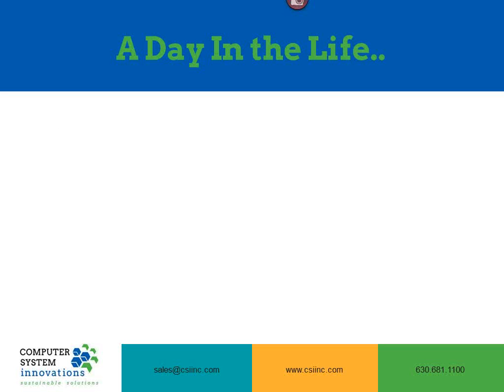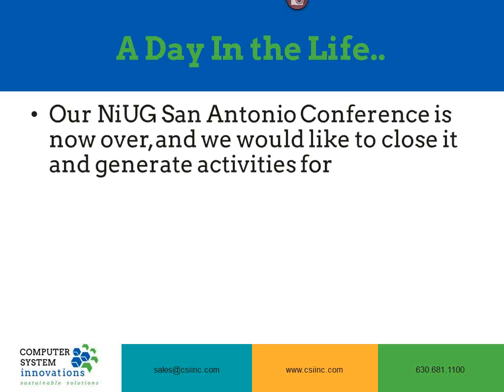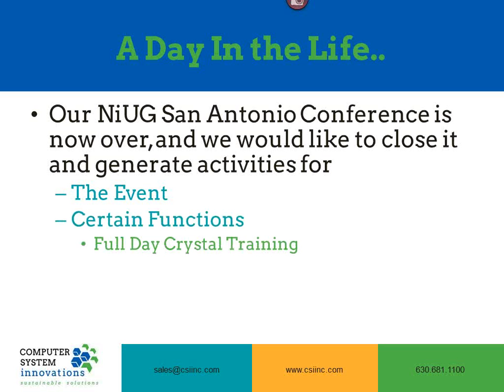How about a day in the life? So let's talk through a real business use case. We're going to talk about some things that might happen at your organization. We had the NIOG San Antonio conference here. It's over. We need to generate some activities. We'd like to know who went to the event. And we'd kind of like to have a function activity for certain functions. Those might include the full day training, the SSRS training, and those people that went on the tour.